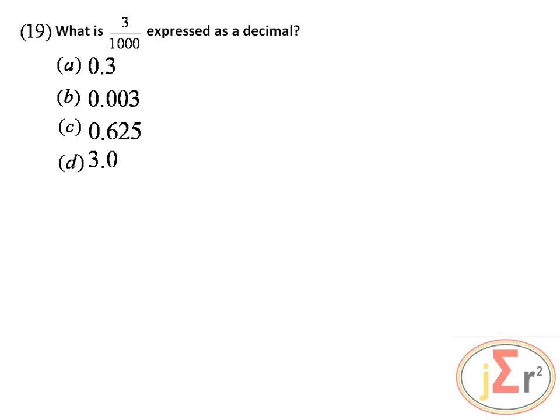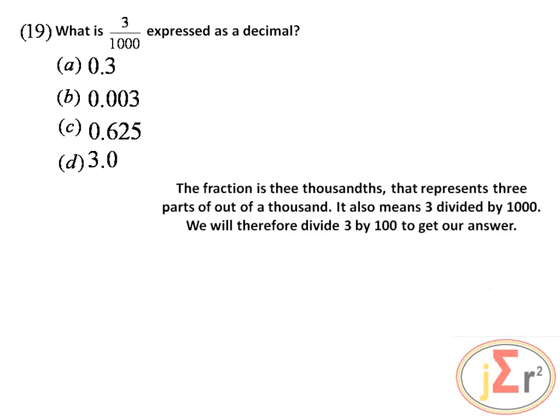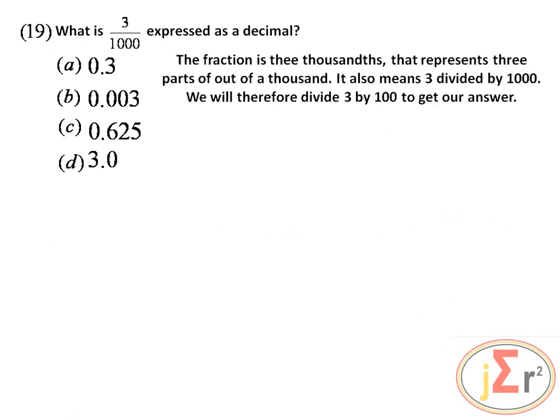What is 3 over 1000 expressed as a decimal? The fraction is 3 thousandths. That represents 3 parts out of 1,000. It also means 3 divided by 1000. We will therefore divide 3 by 1000 to get our answer. And of course, we are going to be using a long method to do that. In an examination, we suggest that we use a shorter method, but we are exploring all of the methods that we possibly can in Richard James Mathematics Resources so that the students can be well equipped to handle any situation.